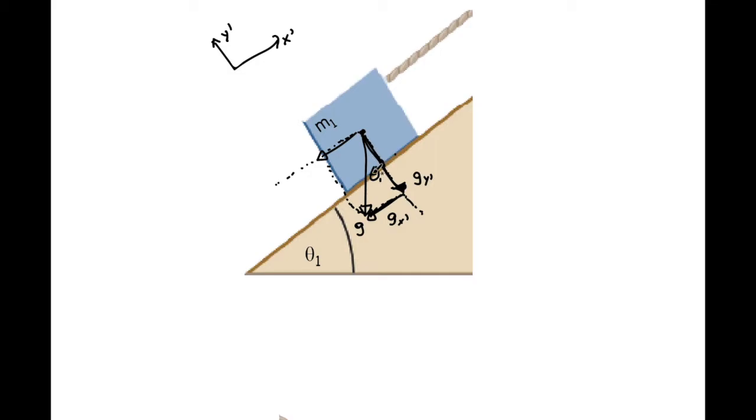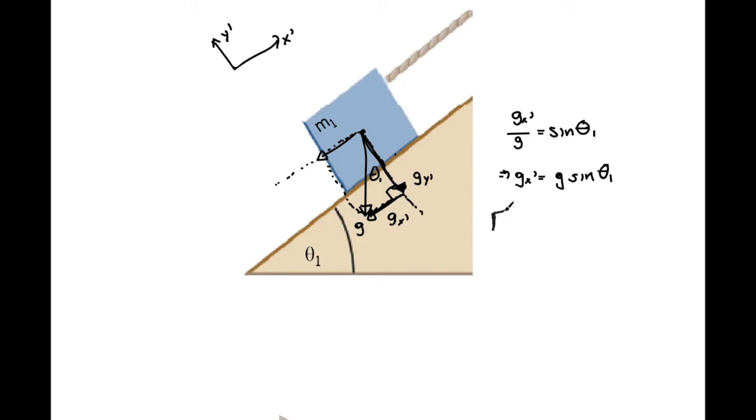And if we now look at the trigonometry involved with this angle, sine of this angle will be the opposite, which is this guy, over the hypotenuse, which would be this guy, because the right triangle is right here, right? So that tells us that g x prime over g, the opposite over the hypotenuse, is sine of theta 1, which means that g x prime is equal to g sine theta 1, right? So we now have the component of g that is along the direction of possible motion, which is up and down along this ramp.